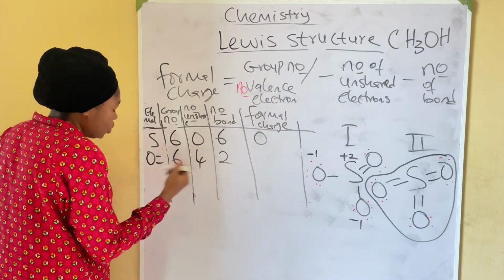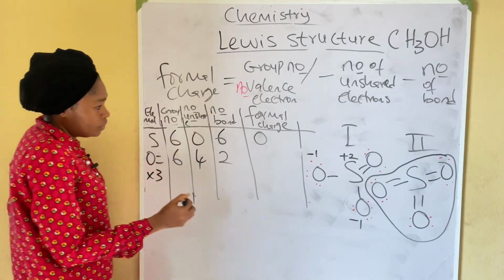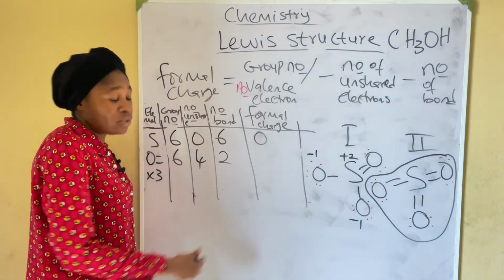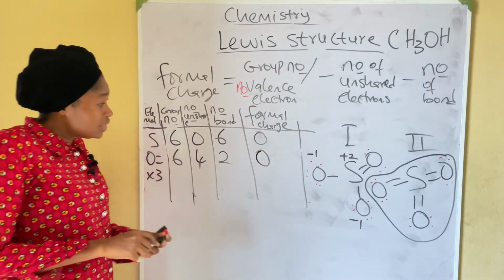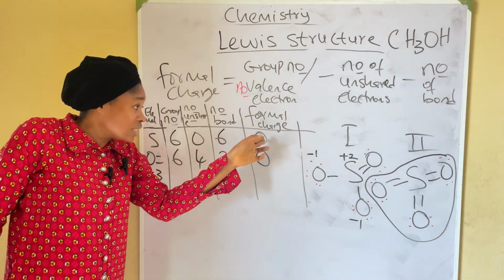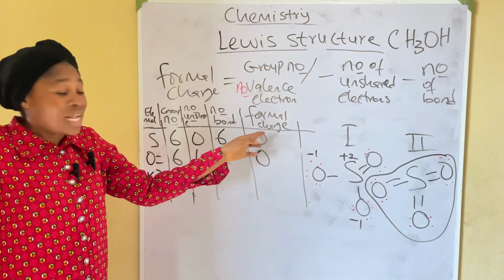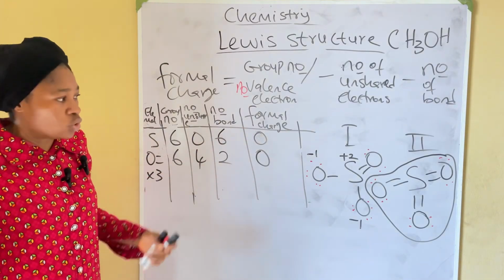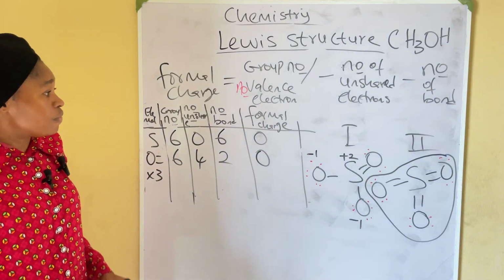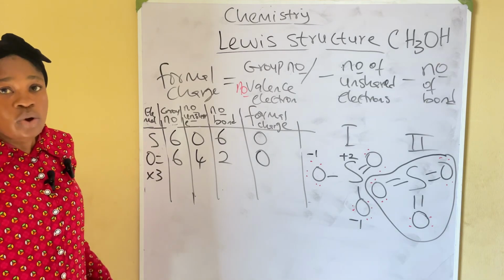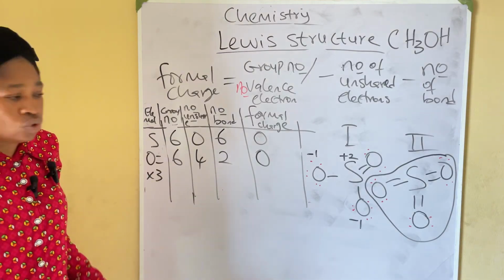But I have 3 oxygen atoms. Since I have 3, I multiply it by 3. 0 times 3 is also what? 0. So seeing this, the formal charge for the second structure gives 0, the central atom being 0 and the others being 0. That's the most stable structure. So if you're asked to draw the structure of sulfur 6 oxide, go for the most stable structure.